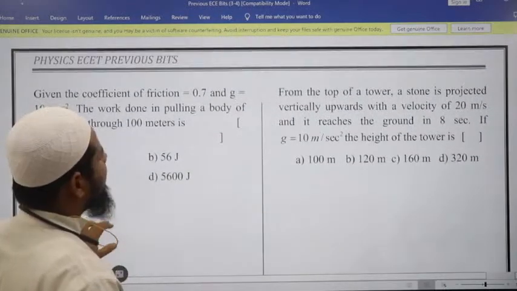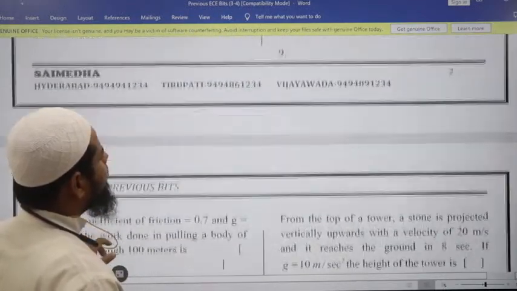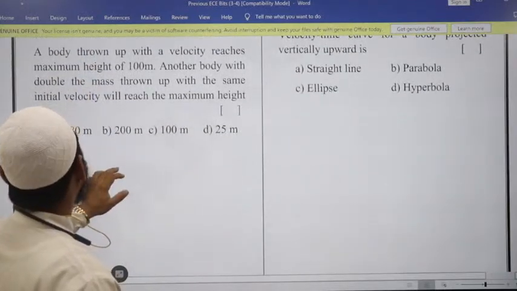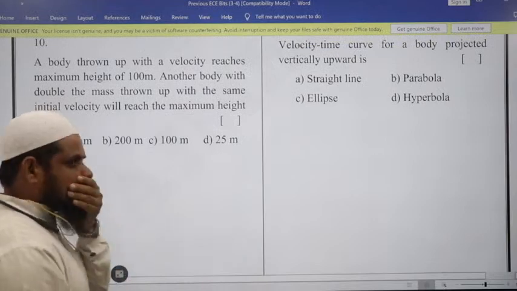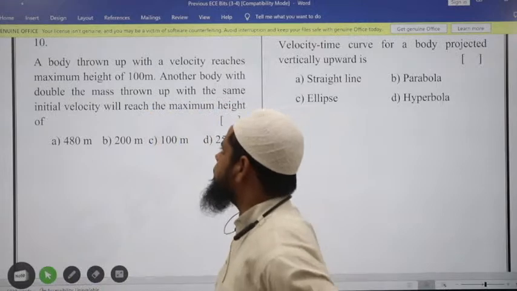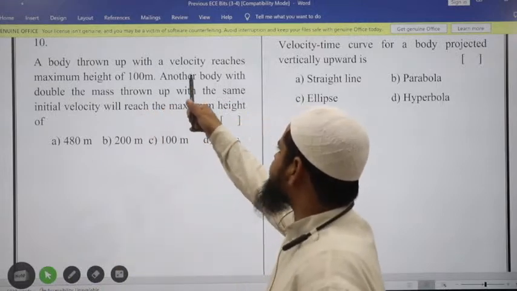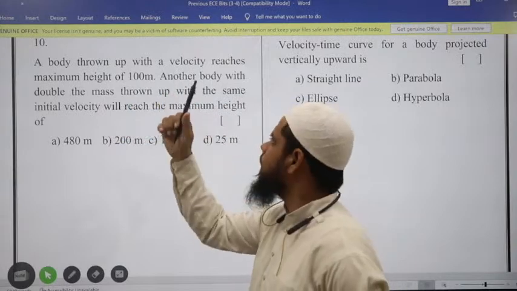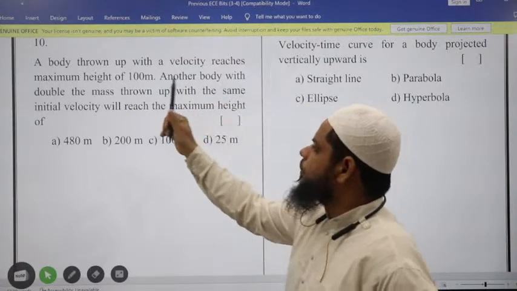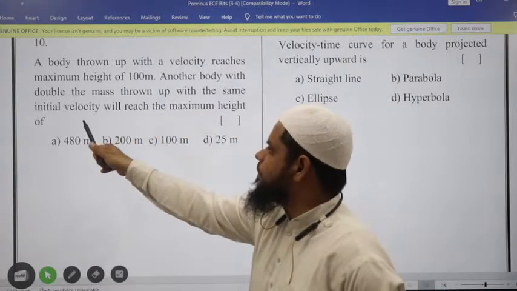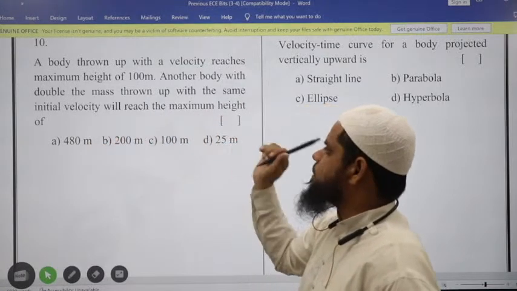After the 9th one, move on to the 10th one. A body thrown up with a velocity reaches a maximum height of 100 meters. Another body with double the mass thrown up with the same initial velocity will reach the maximum height of?